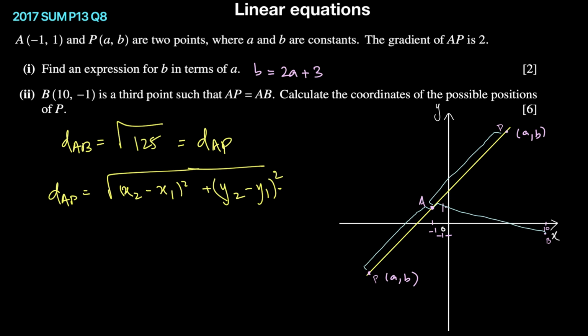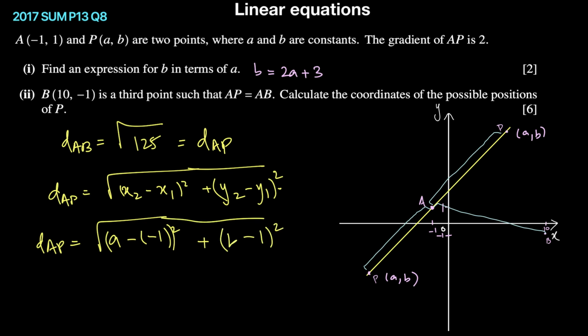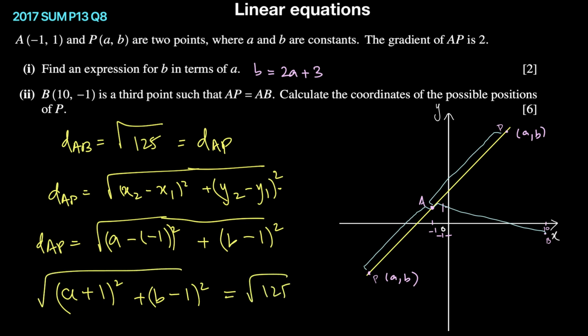So the distance AP is equal to the square root of (A, that's the x coordinate of P, minus 1) the whole thing squared, plus (y2, which is B, minus 1) the whole thing squared. And we know that this is equal to the square root of 125. So the square root of (A plus 1) the whole thing squared, plus (B minus 1) the whole thing squared, is equal to the square root of 125.